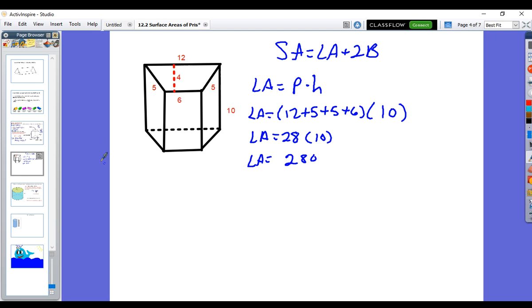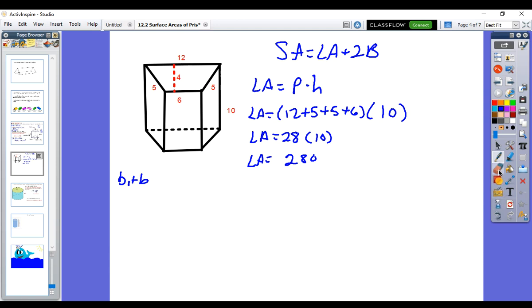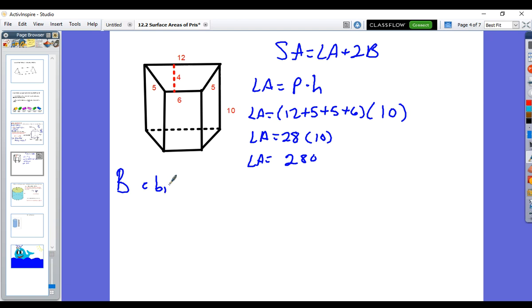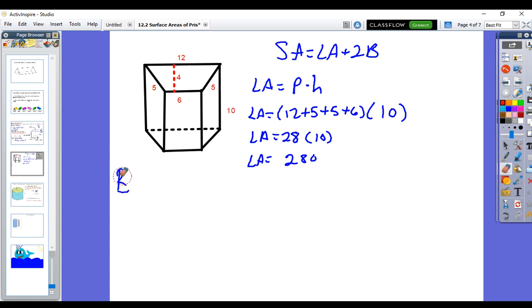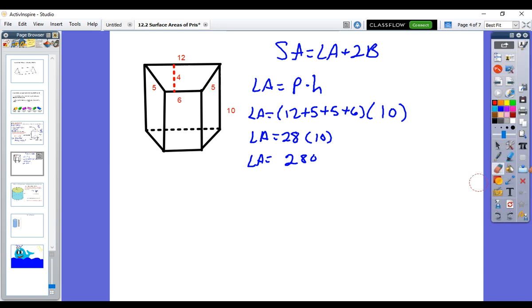If we remember the trapezoid formula, a trapezoid goes base 1 plus base 2. Actually, let me be a little bit more organized. We're going to change the color so we know this is a different thing. So area of base is equal to base 1 plus base 2. Man, it did not change color. What the heck? All right, let's try this one more time. I'm going to go with red.